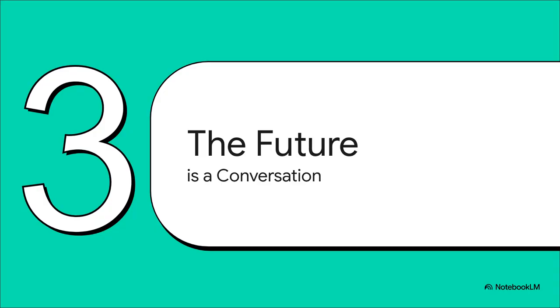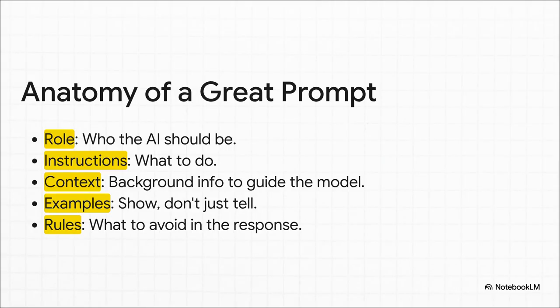So what does all this mean for us, really? It means the future of how we interact with these powerful tools isn't about finding some perfect one-size-fits-all prompt. It's about getting better at having a conversation. And here's a great little summary you can take with you. A really great prompt has a clear anatomy. You got to set a role, who the AI should be, give it clear instructions, what to do, provide context and examples, and even lay out rules for what to avoid. Think of it as your blueprint for a successful AI conversation.